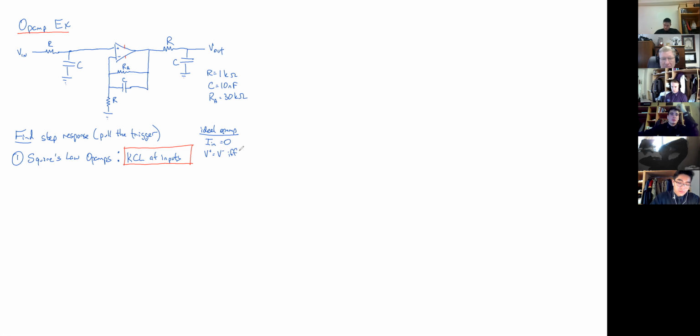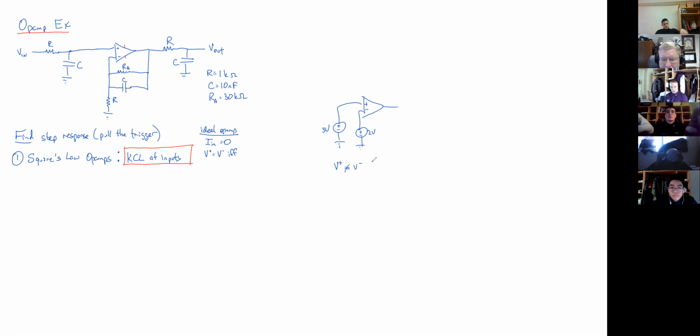Sabine, finishing it up. You're right, but not always. I mean, I could have an op amp here, and I've connected this to 2 volts, and I've connected this to 3 volts, and nothing's going to blow up in the op amp, but clearly V plus is not equal to V minus. So what else is necessary to guarantee this to be true?